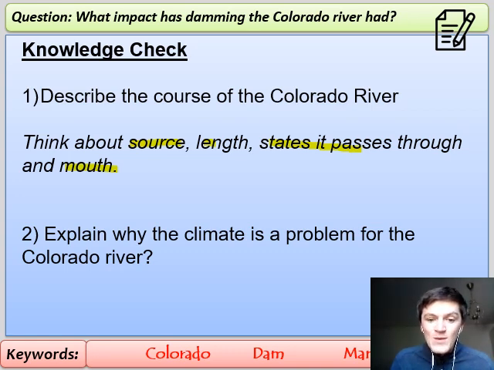Then I want you to explain why the climate is a problem for the Colorado River. So think about that word arid. Think about how much rainfall there is, and how obviously that isn't very much in certain parts. So let's pause the video and get that done, please.